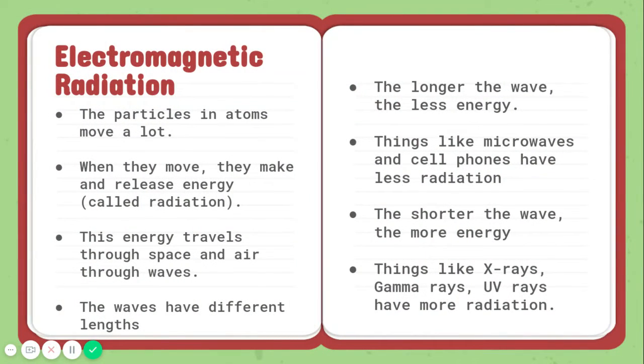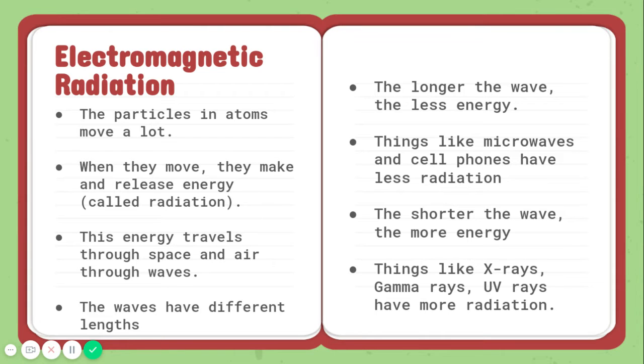The particles in these atoms move around a lot. When they move, they make and release energy. The energy that they make and release is called radiation. This energy travels through space and air through waves. These waves have different lengths.